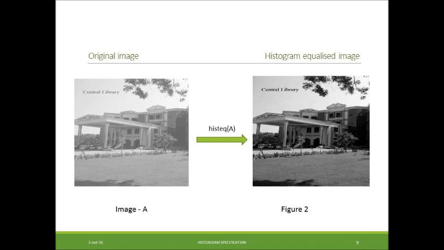Now let's see the physical significance of histogram equalization. Here the left hand side represents the raw image. Now after applying the histogram equalization, the image is transformed to the image at the right side. This can be easily achieved by a MATLAB code, histeq of A.